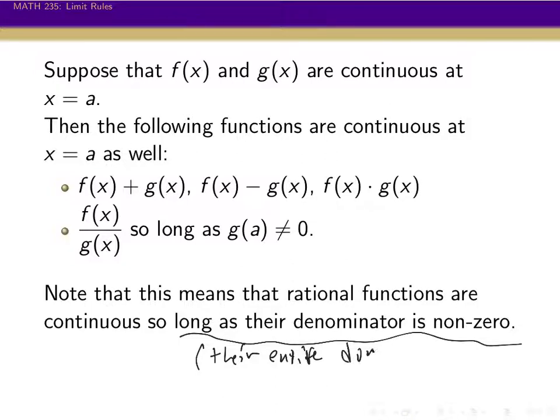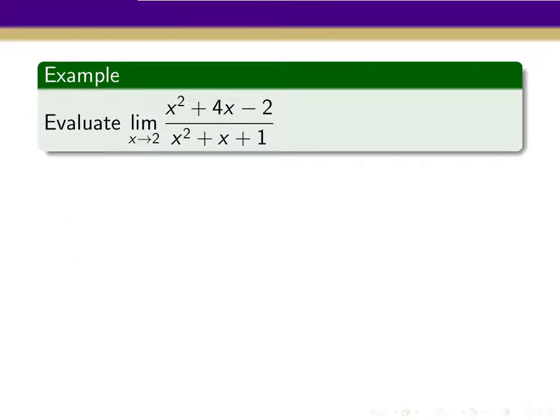Anywhere that you can plug in values and get something of meaning, it's going to be continuous there. Right, so let's use this to work out the limit of this rational function right here. So we have x squared plus 4x minus 2 over x squared plus x plus 1. We're taking the limit as x goes to 2. Well, let's check the denominator at 2.